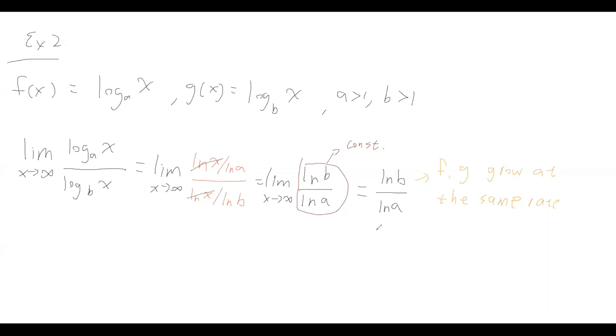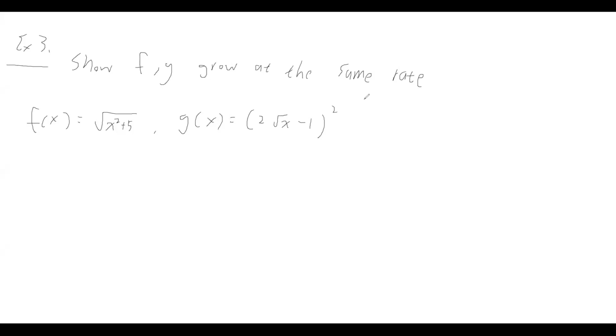And next, let's look at something a little more complicated. All right, here we have two functions. f of x is the square root of x squared plus 5, and g of x is 2 radical of x minus 1 quantity squared. And we want to show that these two functions grow at the same rate.